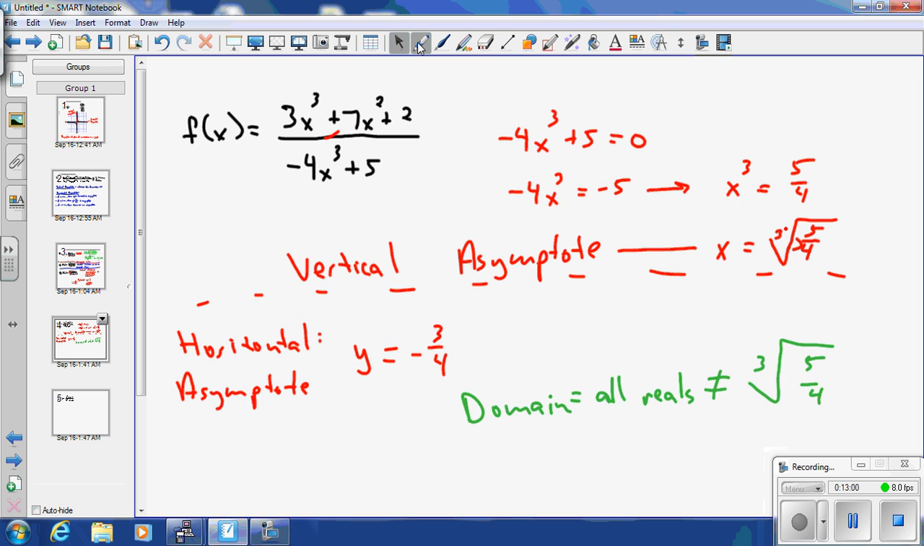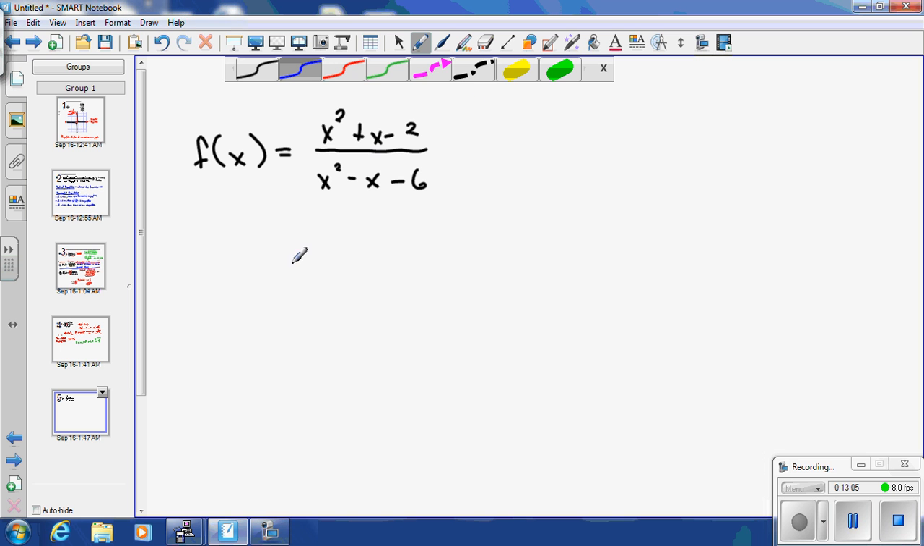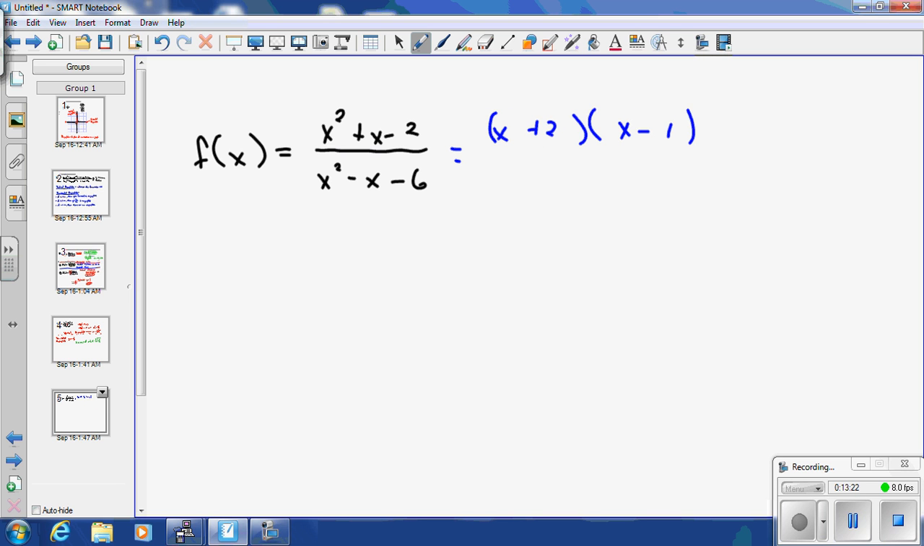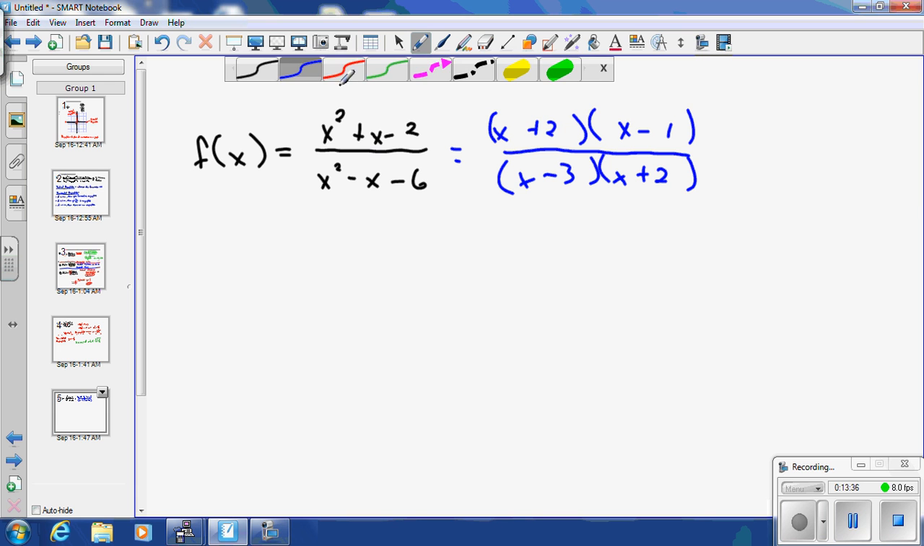Okay, real quick here in the last couple of minutes, let's consider another one here. Also from the book. Here's the function. Now what I want to point out here is that this function actually factors in numerator and denominator. The numerator will become x plus 2 times x minus 1, and the denominator will become x minus 3, x plus 2. Well, I notice that both numerator and denominator have an x plus 2, so those cancel.